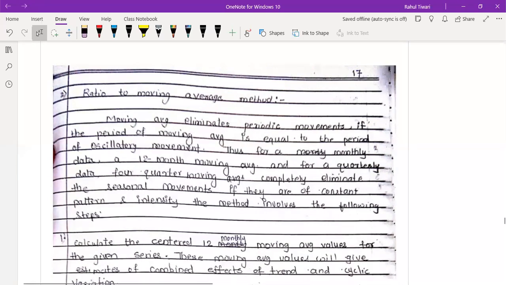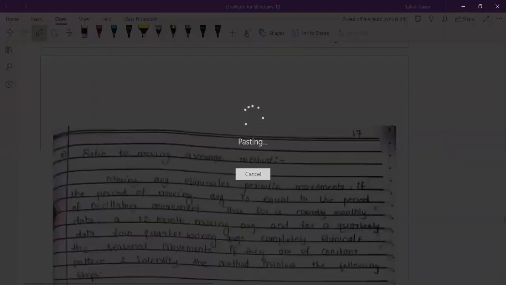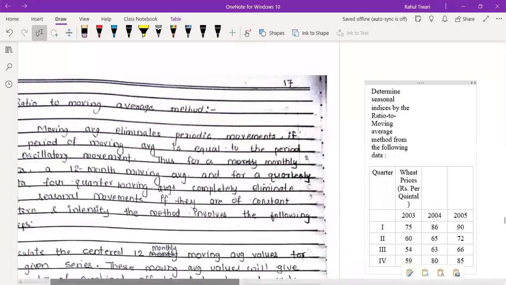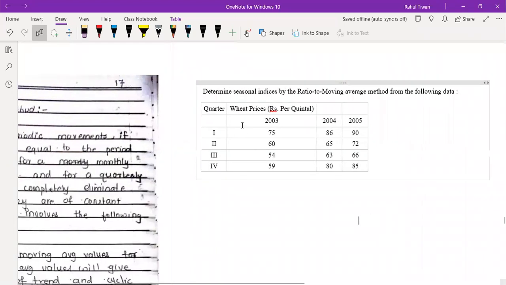First I will just paste the data. So this is my data. You can take several examples and practice by changing the values. You can read the question: determine the seasonal indices by the ratio to moving average method from the following data. We have been given 3 years: 2003, 2004, 2005.